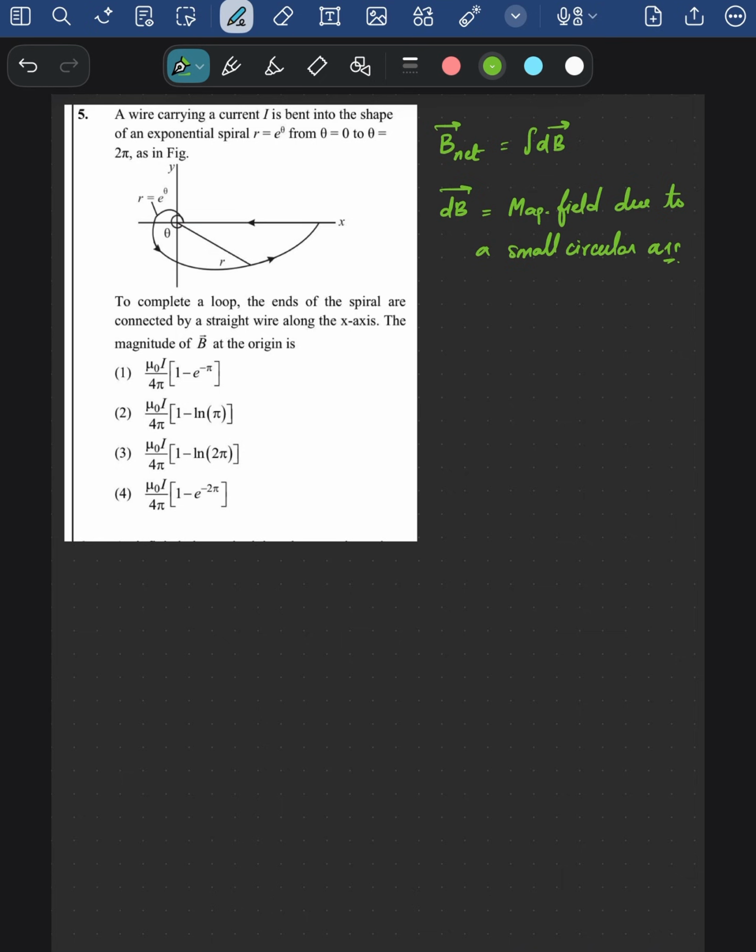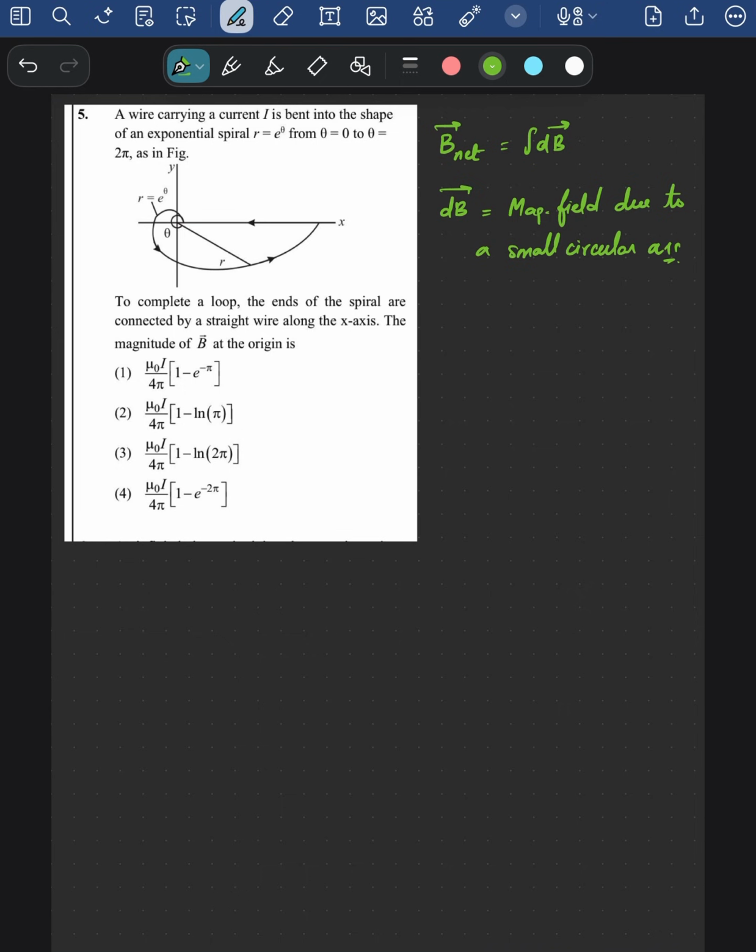So why are we selecting a small circular arc? Because for that small circular arc, I can say that r is uniform. Your r value doesn't vary for that small circular arc, right? And then we can either use Biot Savart or the circular arc formula to get the answer.